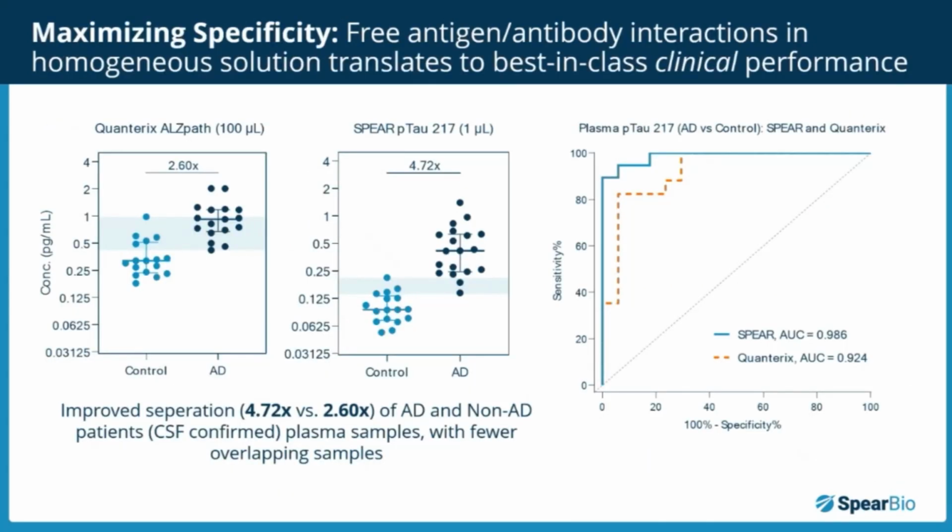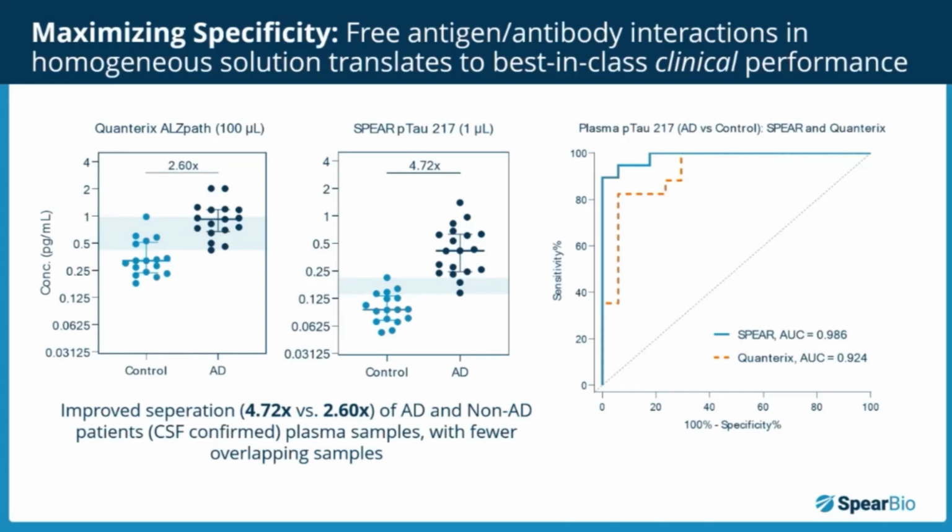Beyond ultra-sensitivity, Spear also demonstrated advantage in specificity. Here we present an example of a p-tau217 assay developed using Spear platform. When testing the same plasma sample from CSF confirmed AD and non-AD cohort, Spear assay achieved a significantly higher fold difference and the AUC compared to a commercially available digital ELISA assay.